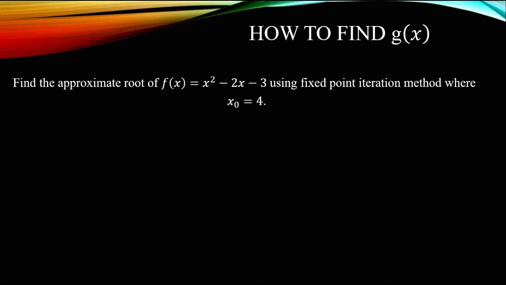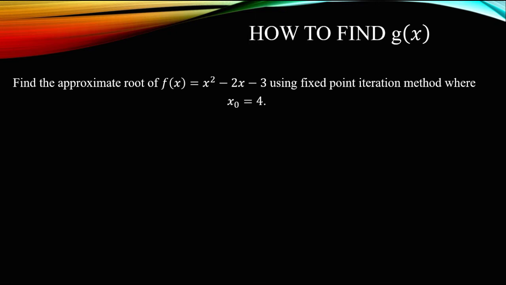As we increase the number of iterations, we will get closer and closer toward the exact root of this equation. So the exact roots of this equation are minus 1 and 3. If we are getting closer to minus 1 or 3, it means that we are getting closer and closer toward the exact root. Otherwise, if we are going far away from 3 and minus 1, it means the system is divergent.